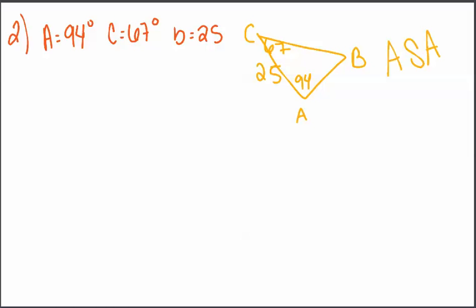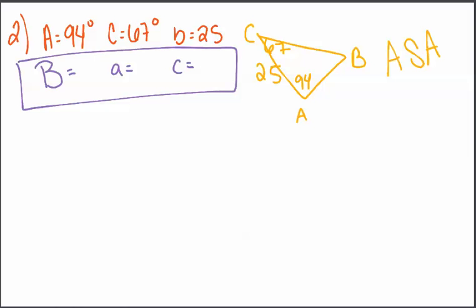So I'm going to notice that I don't have any matches. I'm going to first have to find that angle B. Then I'm also going to need to find side A and side C. So this is kind of my answer box for all the three pieces I'm going to need to find. I can quickly find angle B by taking 180 minus 94 minus 67 and getting 19 degrees. So now that I've got that 19 degrees, I can match that up. I have angle B and side B. So I can go ahead and start solving for side A.